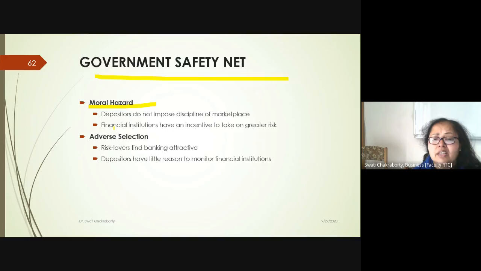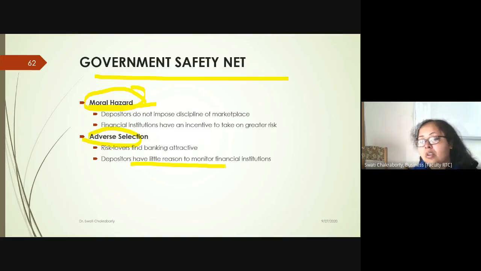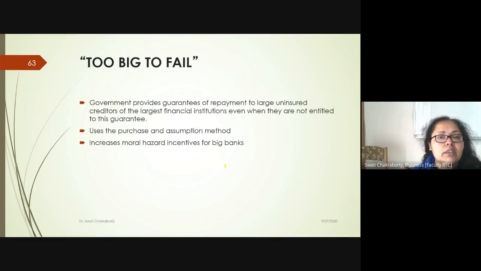Financial institutions have an incentive to take greater risk, so you end up with moral hazard. Now, adverse selection, what happens? Risk lovers find banks attractive, and depositors have little reason to monitor financial institutions. So then they end up taking money from, or going for transactions, buying securities or depositing money in financial institutions which do not have a good reputation in the market, right?